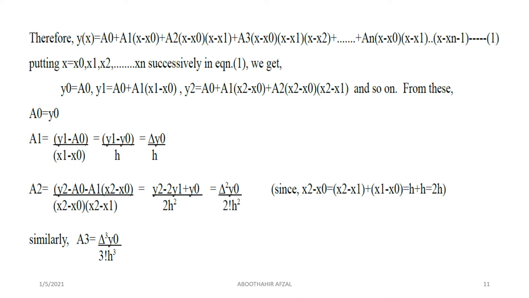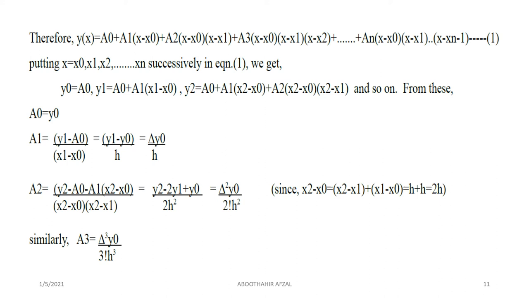So how will you write a polynomial? A polynomial has a general form: a0 is a constant term. a0 is a constant, plus a1 (x minus x0), plus a2 (x minus x0)(x minus x1), plus a3 (x minus x0)(x minus x1)(x minus x2), plus a4 (x minus x0)(x minus x1)(x minus x2)(x minus x3). So like that it goes on. The last term will be an (x minus x0)(x minus x1) and so on up to (x minus x(n minus 1)). So this is the starting step. That is, we have started with a polynomial, and that polynomial is what we have written here.